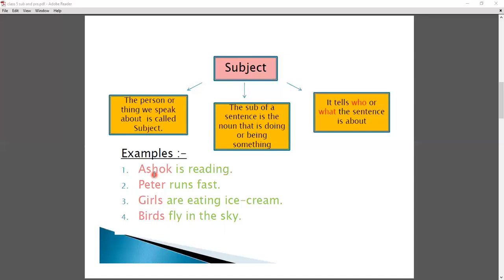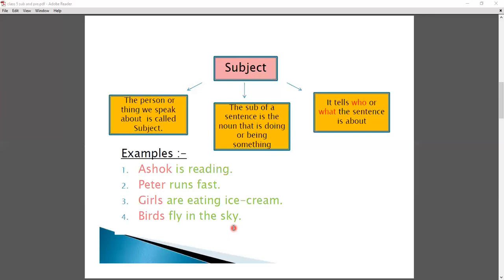You notice Peter runs fast. Who runs fast? Peter runs fast. Now we get the answer, and we speak about Peter. So here Peter is the subject. Girls are eating ice cream. Who are eating ice cream? Girls. We get the subject, the girls, and we speak about girls eating ice cream. हम किसके बारे में बात कर रहे हैं? गर्ल्स के बारे में बात कर रहे हैं. तो गर्ल्स क्या है, सब्जेक्ट है. And number 4, birds fly in the sky. हम किसके बारे में बात कर रहे हैं? We speak about the birds. So here the birds is the subject answer.